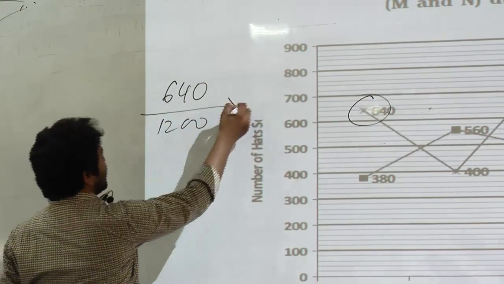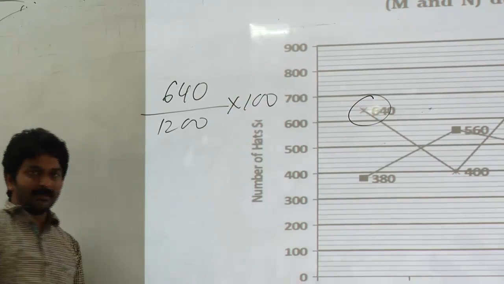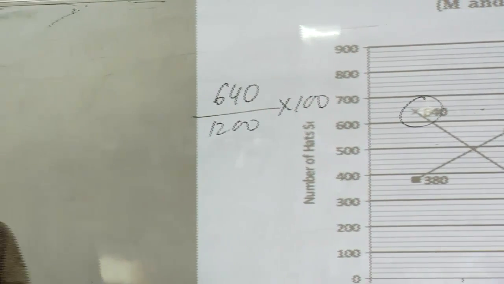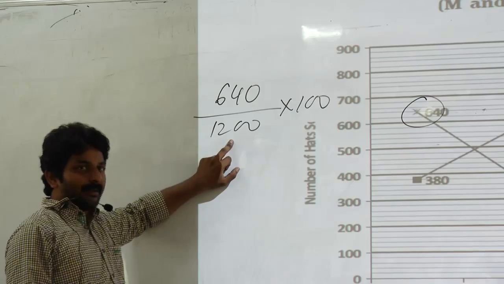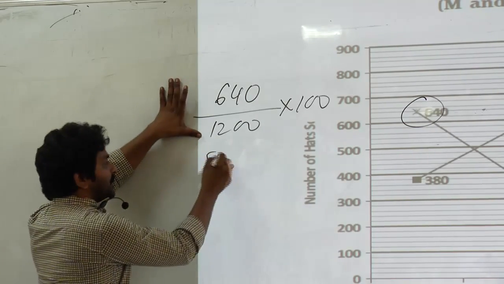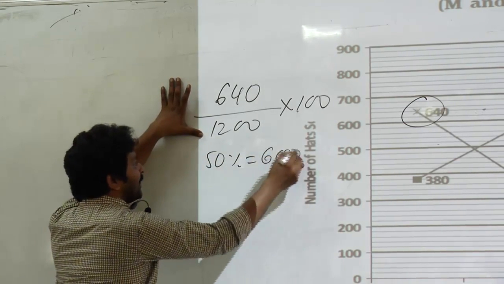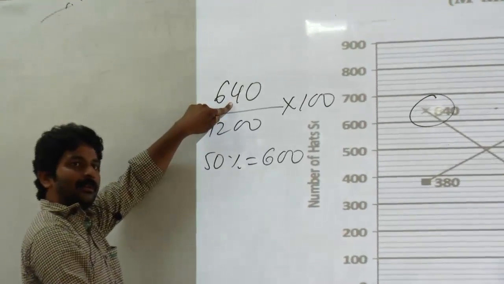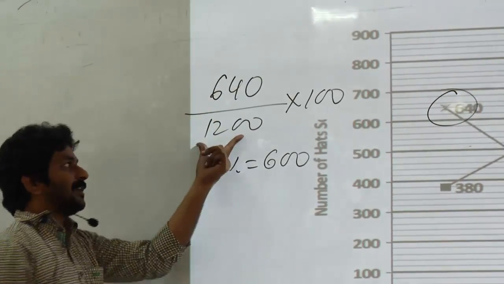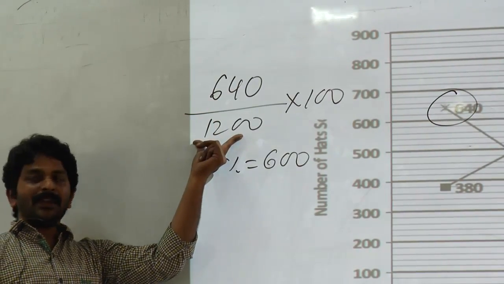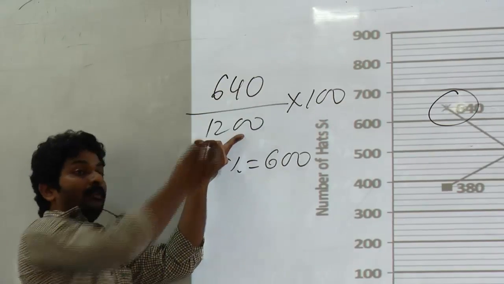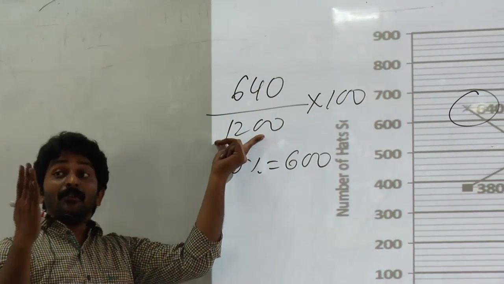1200. Percentage, right? Into 100. Now, we'll get the answer from the denominator. What is 50% of the denominator? 600. Which is 40 more? Now, what is 10%? 120. How much more do you have? 40.